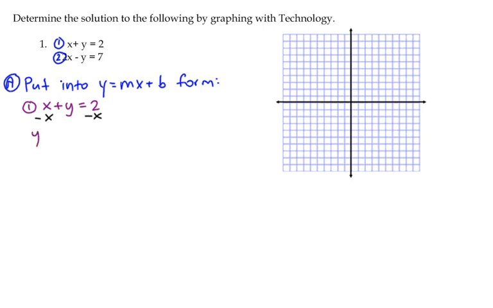And we have y equals, let's put the x first. How would you write that? Negative x, and what's the sign on the 2? Plus, positive 2. Okay, that's our first equation. Number 2. Second equation, 2x minus y equals 7.